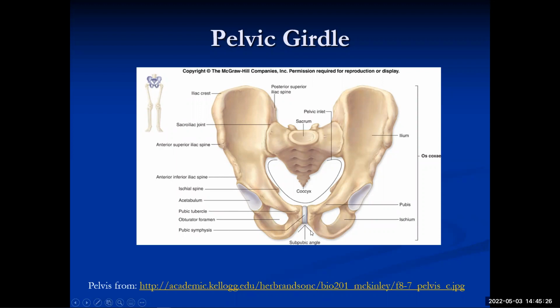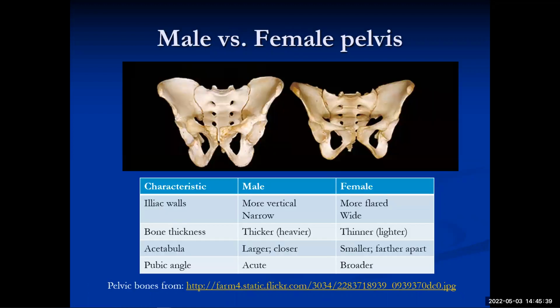This particular angle, we'll see the importance of this in the next slide as well. So this is just showing the parts of the pelvis, and we have to take note that the pelvis is very important in terms of supporting the weight of the body itself. When we're looking at the male and female pelvis, let's see if we can notice some differences. They're stated here.